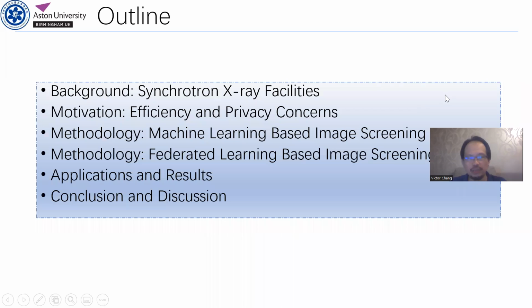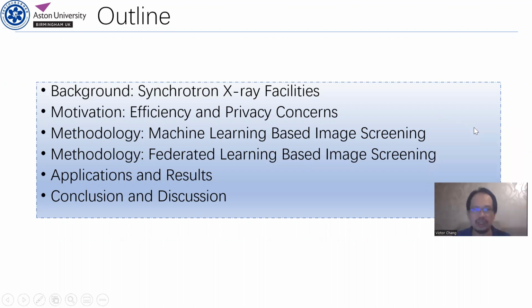I'm going to explain the talk as follows, starting with the background, with the synchrotron X-ray facility, then the motivation, especially the efficiency and privacy concerns, and the methodology, the machine learning-based image screening, and also the federated learning-based image screening, and the applications and results, followed by conclusion and discussion.